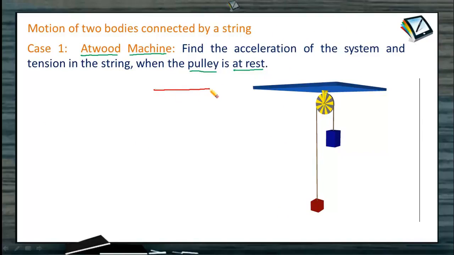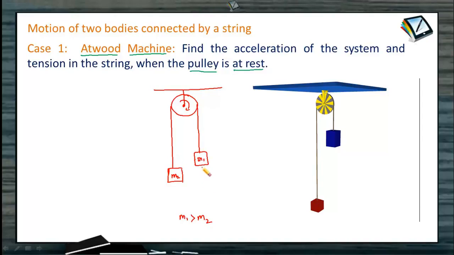Let us analyze when the pulley is at rest, how the two bodies are going to move. Let us consider this is the rigid support, this is a pulley which is at rest. Only rotation is possible. Here we have attached one mass. This mass suppose I call m1, and here we have another mass. Let me call this mass as mass m2. Here m1 is greater than m2. So therefore this body is going to come down and this body is going to move up.